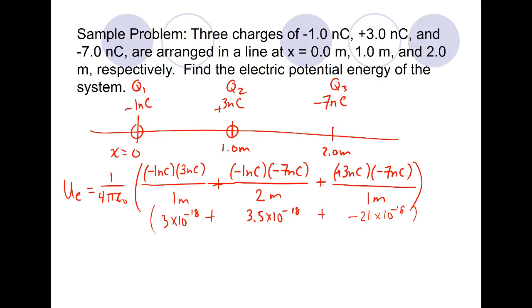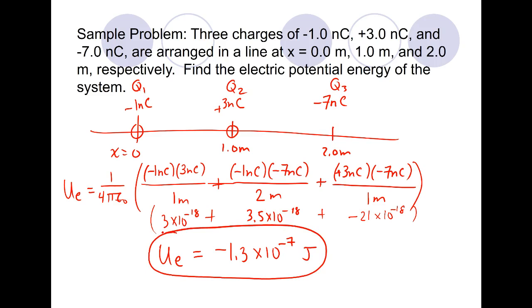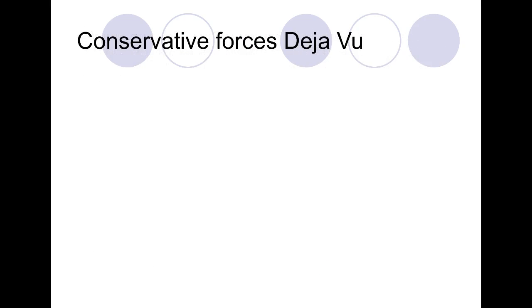So we're going to get a total potential energy of the system of about -1.3 times 10 to the -7th. And the units for energy, if you put everything in meters and coulombs, is going to be joules. Now the negative sign does show that the -7 nanocoulombs is probably having the bigger effect on things, especially because the 3 nanocoulombs is close to it.